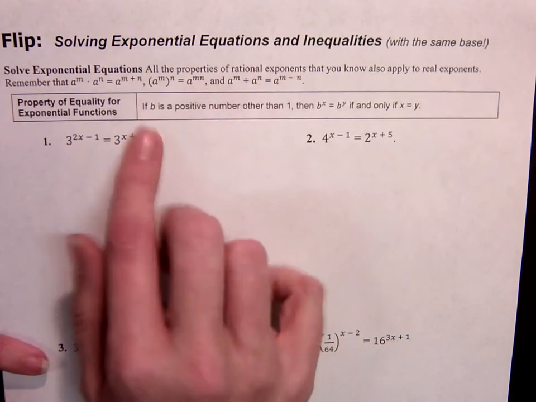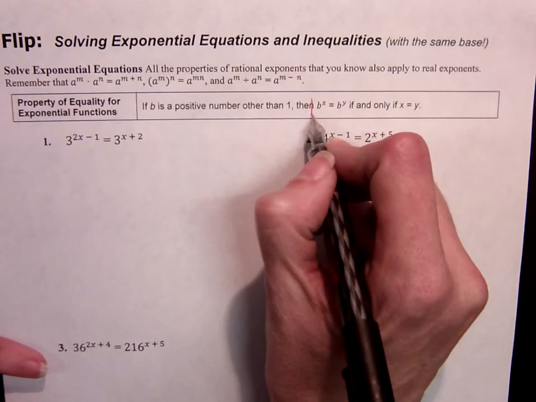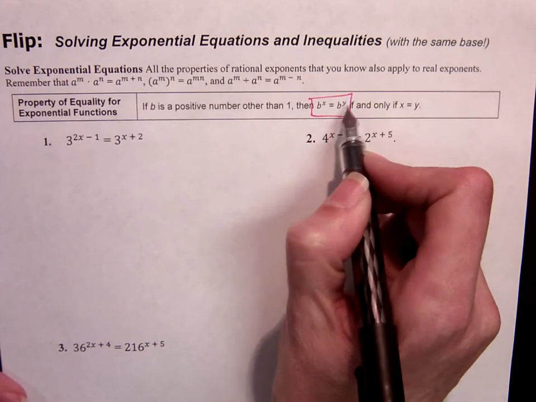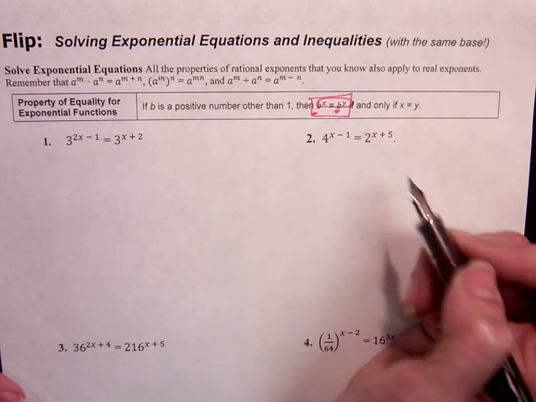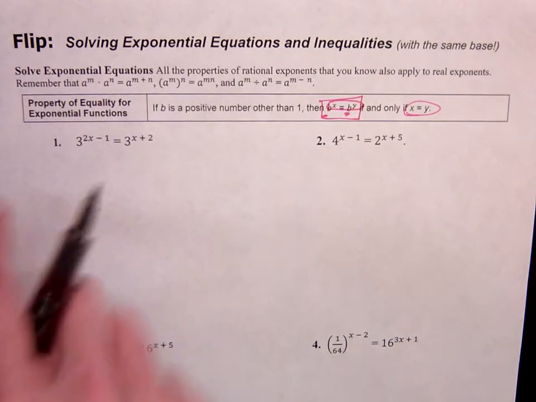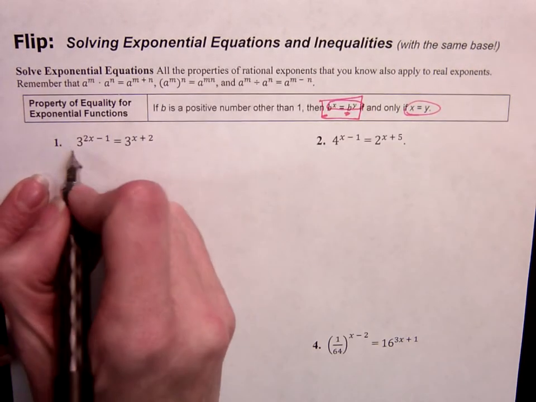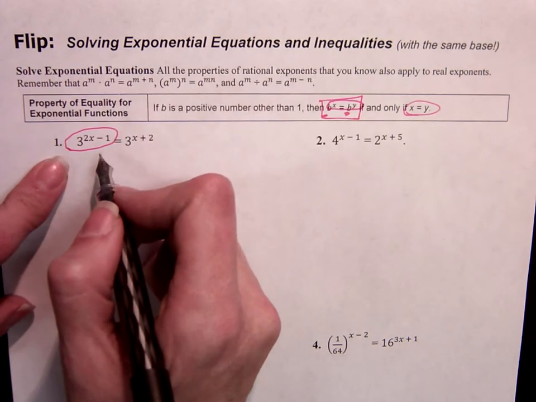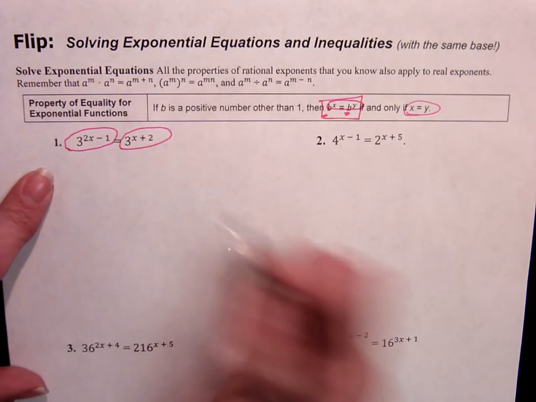And our property of equality, which if you pause and think about it for a minute, is kind of intuitive. So if I've got b to the x equals b to the y, because the bases are the same, then I know that x equals y. And that's what we're going to rely on here. So I have just one exponential thing. There's one base raised to some power. That power is an expression, but it doesn't matter. And one base raised to some power.